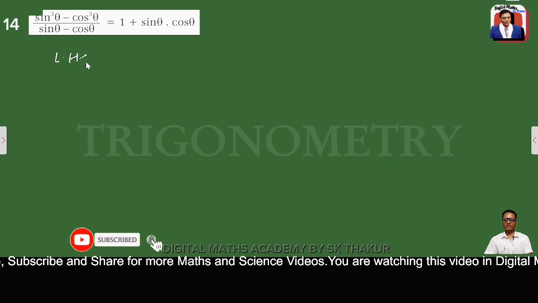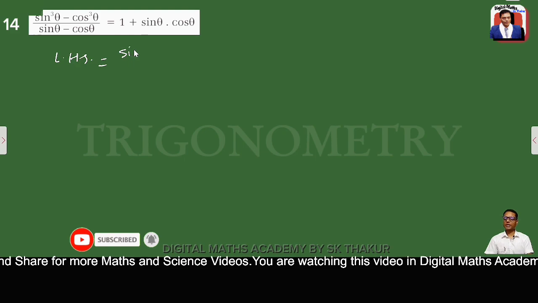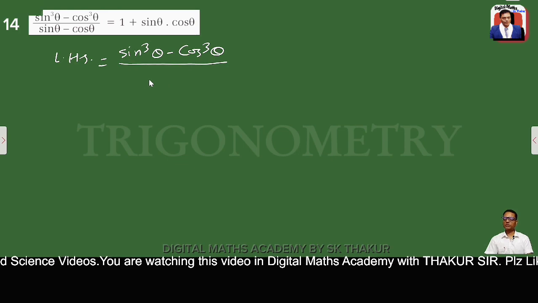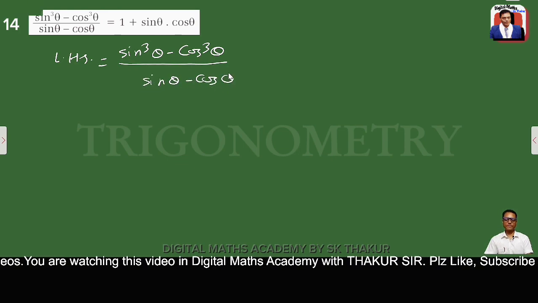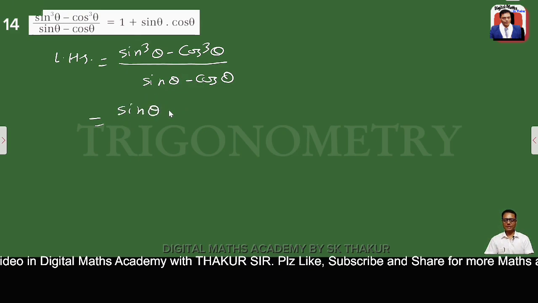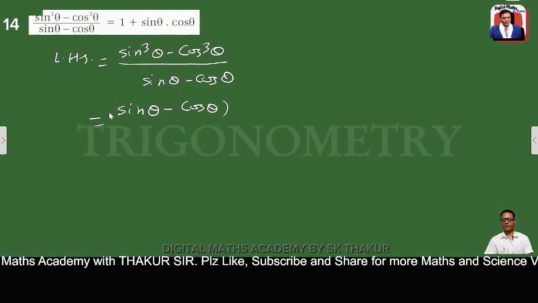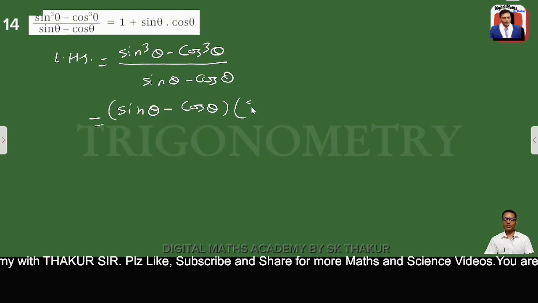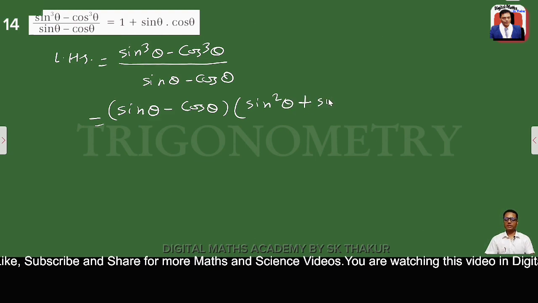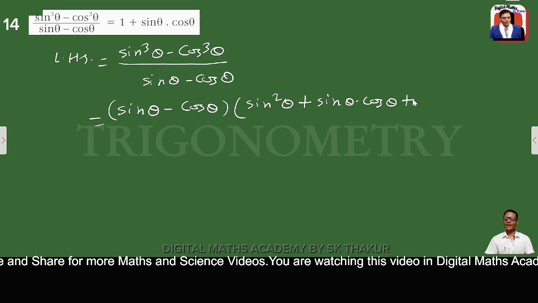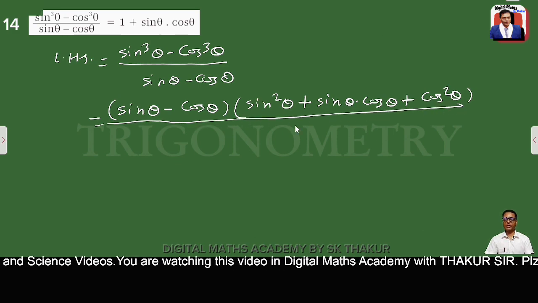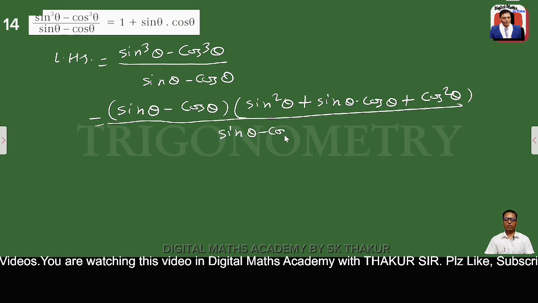So we choose the left hand side. Left hand side equals sin³θ − cos³θ over sinθ − cosθ. We apply the a³ − b³ formula at the numerator. Here a is sinθ and b is cosθ, so (a − b) times (a² + ab + b²), that is sin²θ + sinθ cosθ + cos²θ. And at the denominator we have sinθ − cosθ.